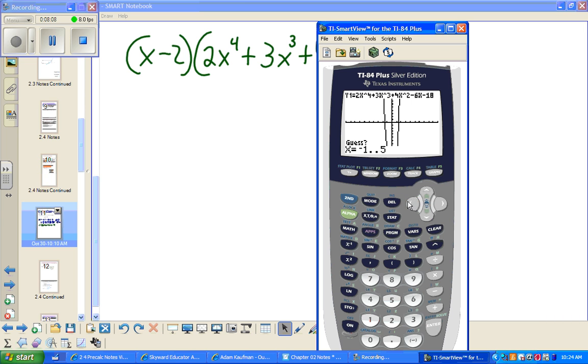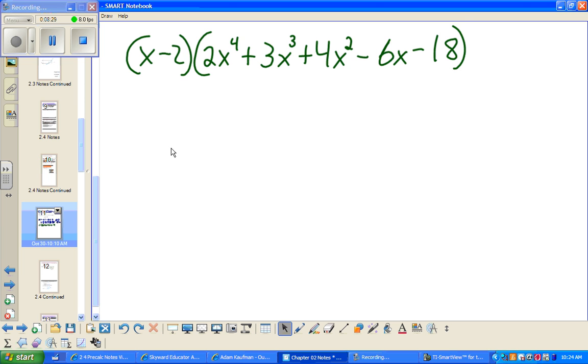Let's see what happens. Yes, right again. All right, so the 0 was at negative 1.5. That's good. Negative 1.5, that's the same as negative 3 halves. What I can do is put that 0 in my box for synthetic division, and that's what I will do.